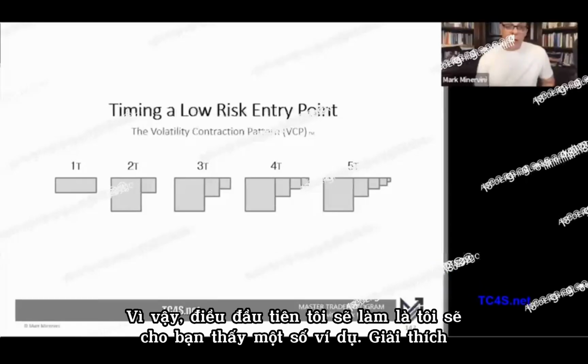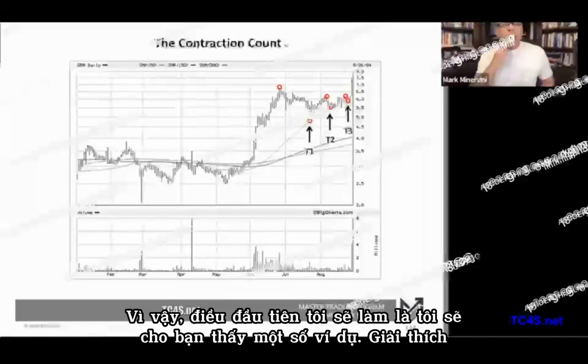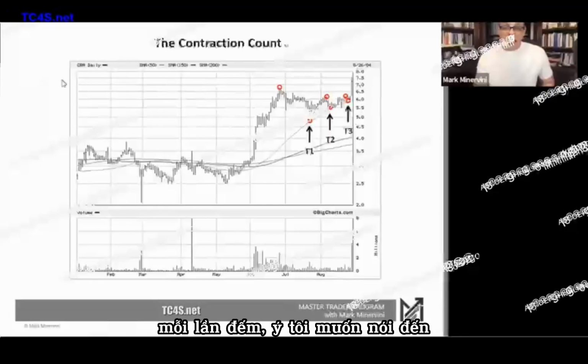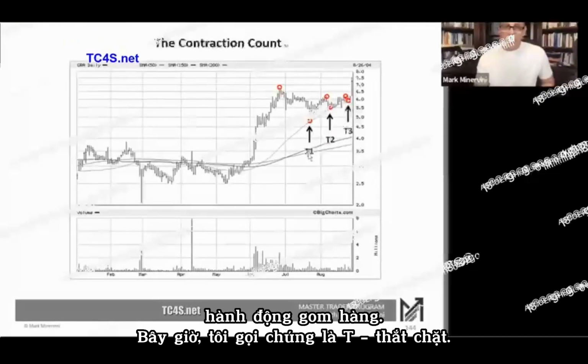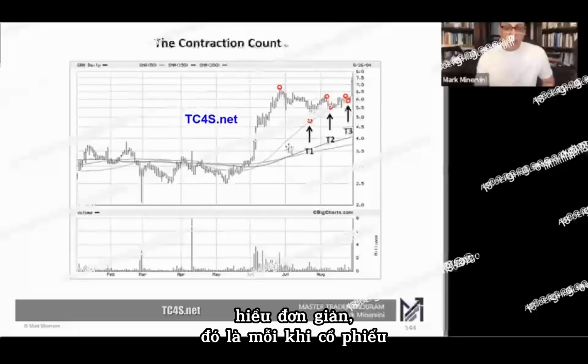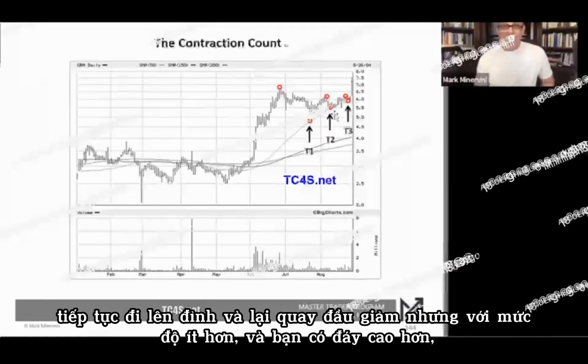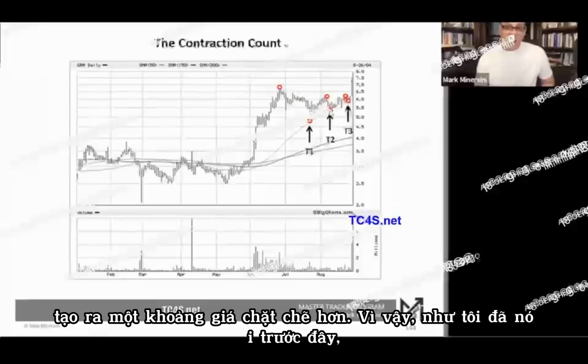So what I'm first going to do is show you some examples, and explain the volatility contraction, the contraction count, which I call it. Each of these counts, I used to refer to them as C's. Now I call them T's, tightenings. Basically, each time the stock corrects from peak to trough, and then from peak to trough corrects again at a higher level, you have a higher low and a tighter range.